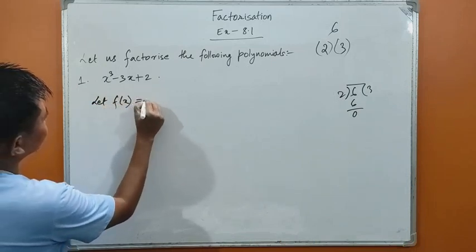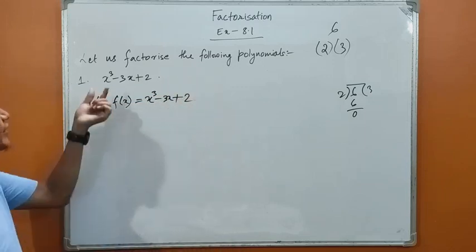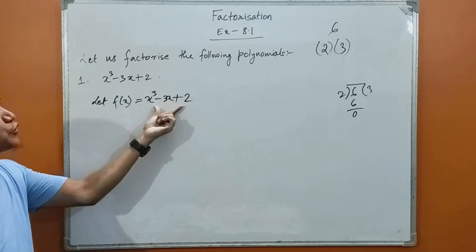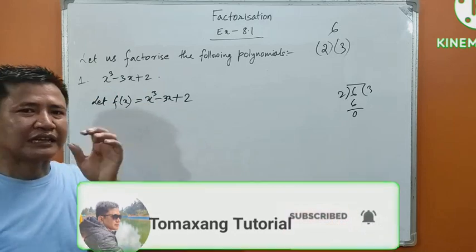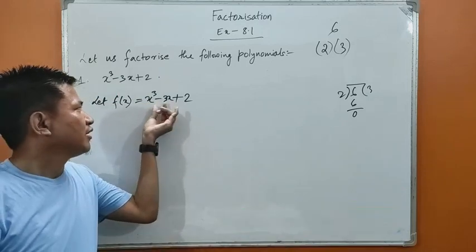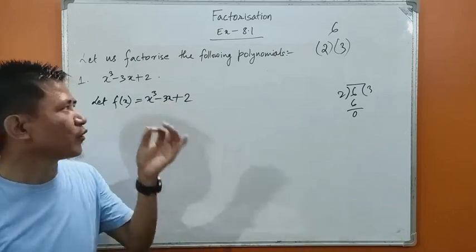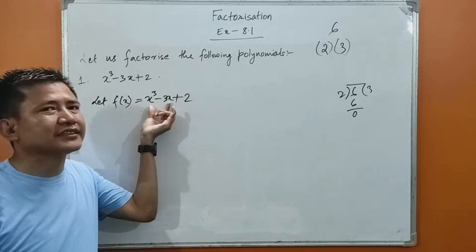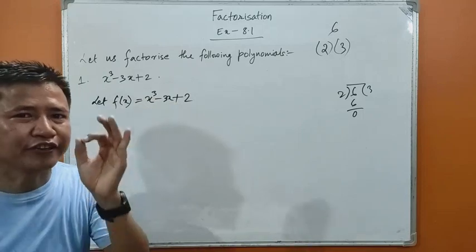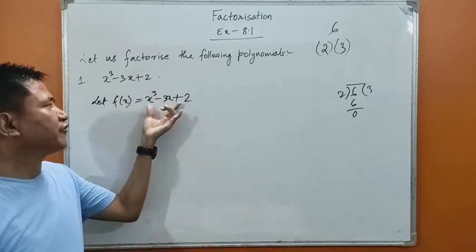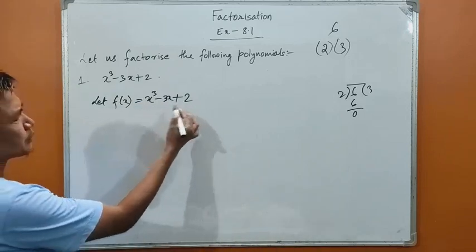Let f(x) equal x cubed minus 3x plus 2. I am supposing f(x) equals this. Now what we do is, let us choose a number for x. When we put that number instead of x in this expression, the expression becomes 0. This expression is very easy.